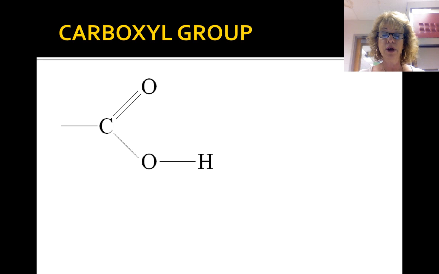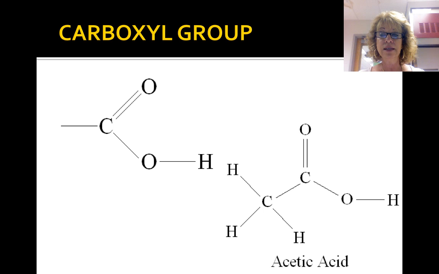The next group is the carboxyl group. It consists of an oxygen atom double bonded to a carbon that is bonded to a hydroxyl group. The carboxyl group acts as an acid by contributing hydrogen ions to solution. Carboxylic acids are compounds that contain carboxyl groups. Acetic acid is an example. It's found in vinegar. Carboxyl groups are also found in amino acids and proteins, in some vitamins and fatty acids.